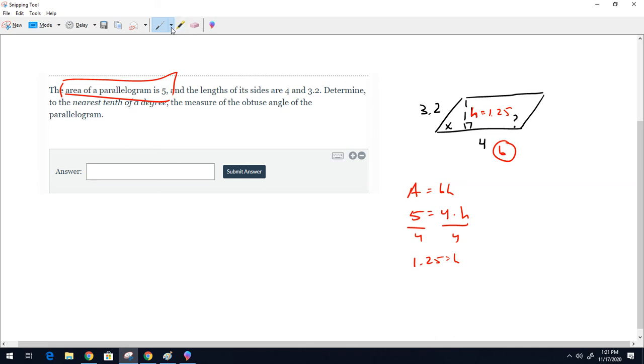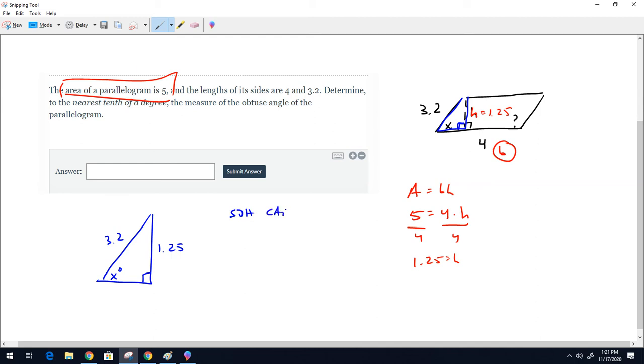And now, how are we going to find an angle measure? Well, we can still use trigonometry, but if you remember, when you find angle measures, you have to use inverse trig. This is a right triangle. Let's draw it right down here. Made it a little bit bigger. This is my x degrees. This is 3.2, which is one of the sides of the parallelogram, and this height is 1.25. I can find this angle by using inverse trig.